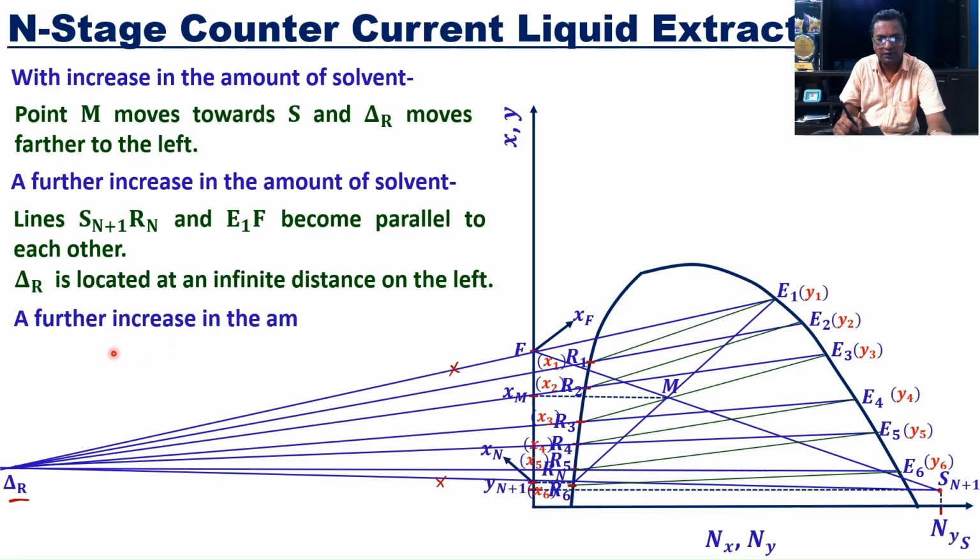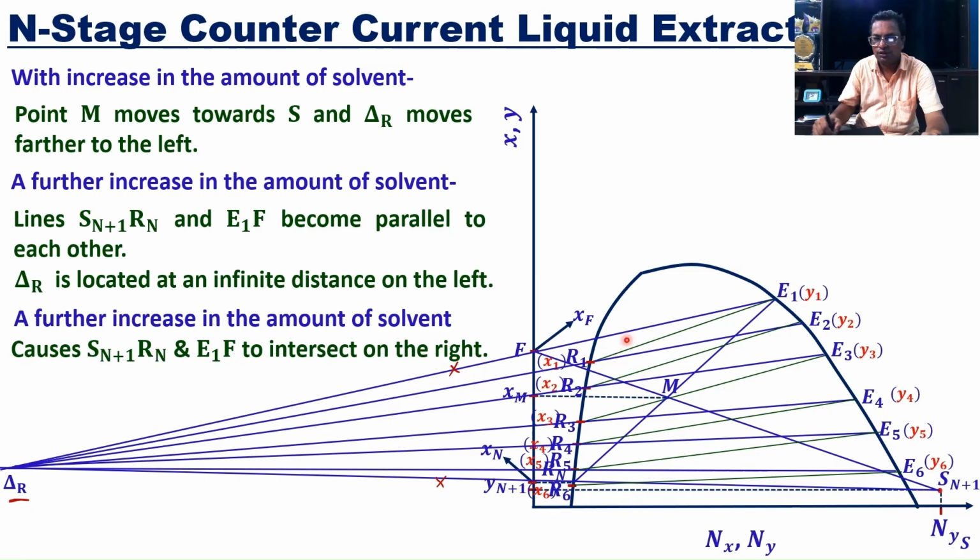If you further increase the amount of solvent, what is going to happen? The intersection is going to occur on the right hand side. Now the stage is reached where these last two lines are parallel. When you further increase the solvent, these two lines will intersect on the right hand side of this ternary diagram. A further increase in the amount of solvent will cause the lines Sn plus 1 Rn and E1 F to intersect on the right side of the diagram.